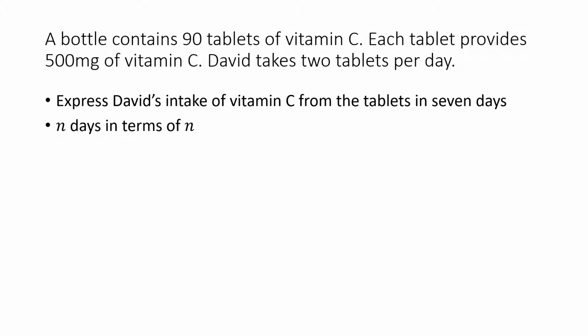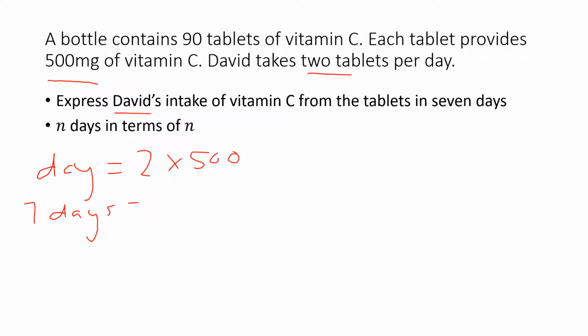Alright, so we're looking at David here, and he's trying to have some vitamin C in his life, and each tablet he takes has 500 milligrams, and he takes 2 tablets per day. So what I'm interested in finding out is expressing David's intake of vitamin C in 7 days. So each day he is taking 2 tablets, and each of them has 500 milligrams of vitamin C. So if that's each day, then in 7 days, I would just multiply that by 7.